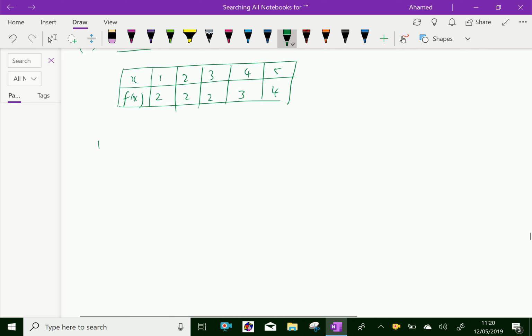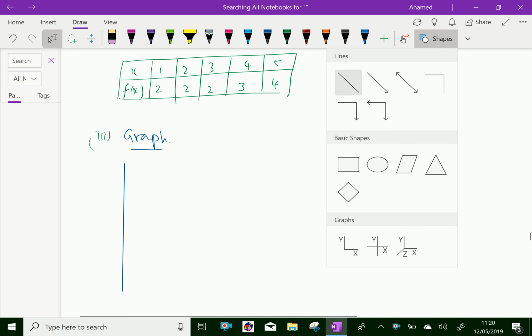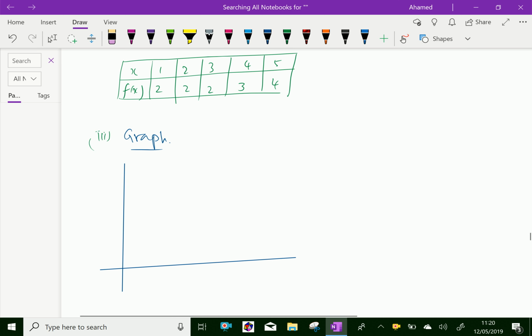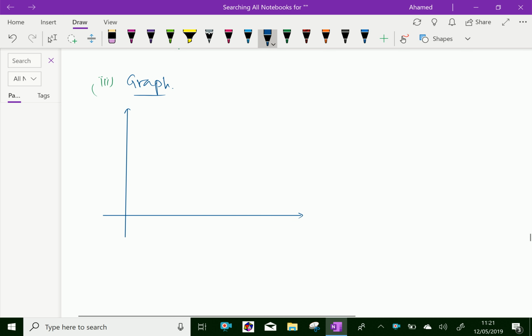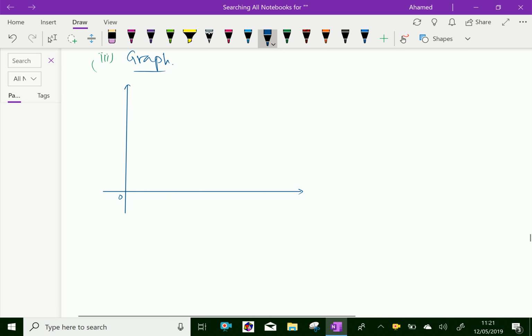Next one, graph. For x values here, 1, 2, 3, 4, 5. For y values, 1, 2, 3, 4, and 5. Let us fill the points here.